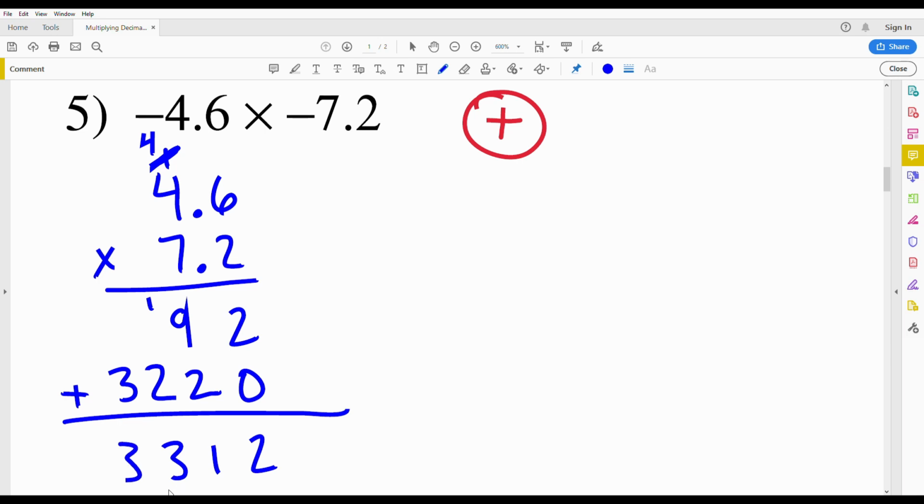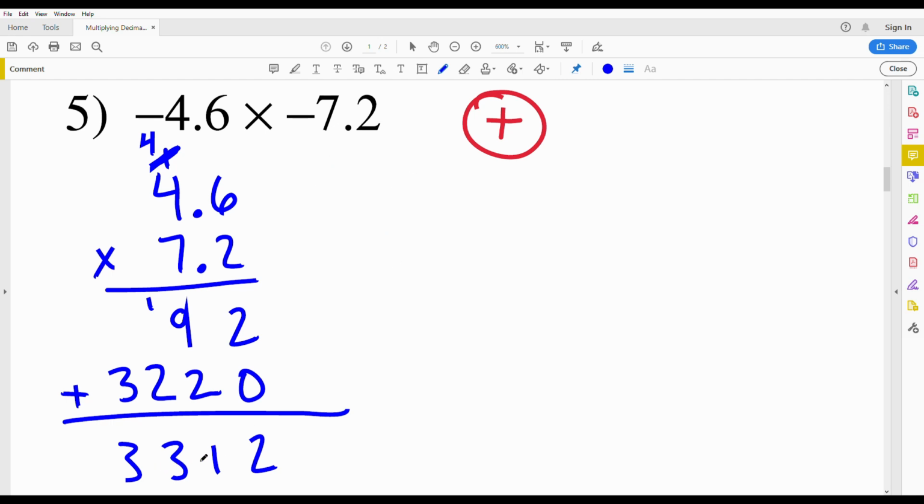I have another 3. And before we even double check if this is reasonable, let's go back to the beginning. Negative 4.6 is kind of close to a negative 5. And negative 7.2 is kind of close to negative 7. So when we multiply that, you would expect to get around a positive 35.